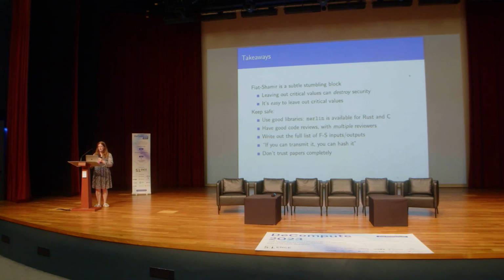Also remember, if you can transmit it, you can hash it. If it's something that can be put across the wire, it can be included in the transcript. There's no reason to be stingy about what goes into your Fiat-Shamir transform. Yes, you have to hash a few more values, but I have not seen a system where the hash is the bottleneck for a zero-knowledge proof.